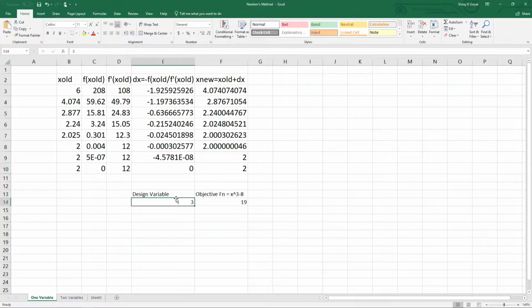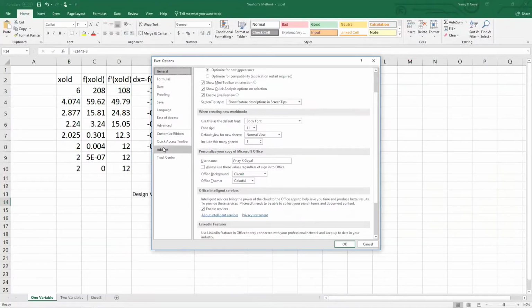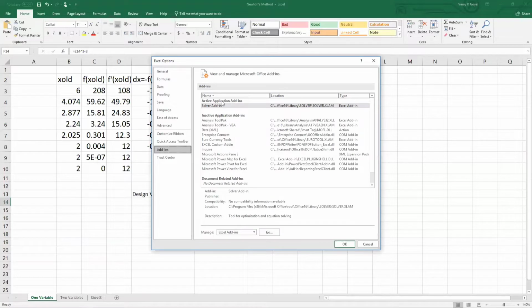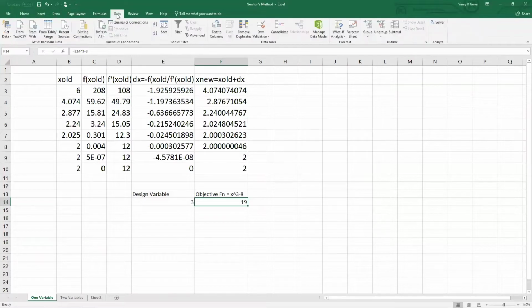The good news is that we can do this also with the algorithms available in Excel. So I can go to File, Options, and then Add-ins. And here you can add the Solver add-in. Once you do that, you can go to Data, and you're going to have a new icon that says Solver, top right. And then you can click on that Solver.